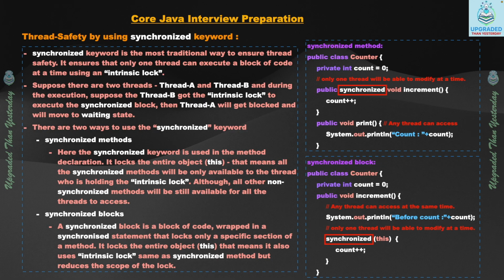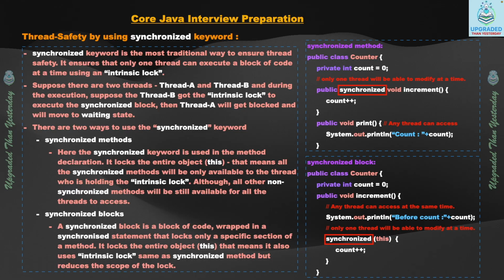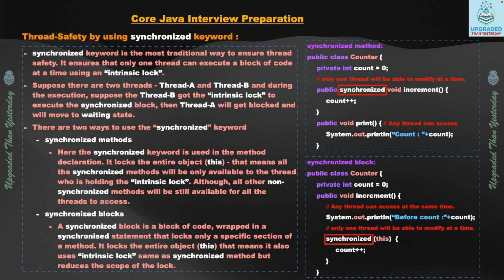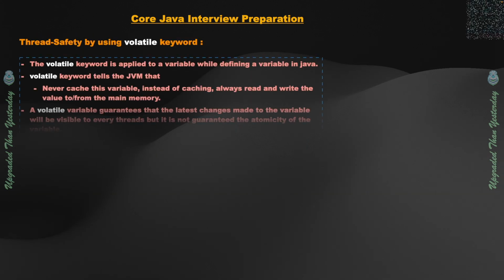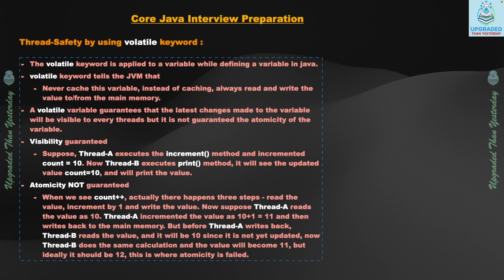The main limitation of synchronized mechanism is if a thread is waiting for a lock and the other thread is not releasing the lock, then the waiting thread has to wait forever. This is called starvation.